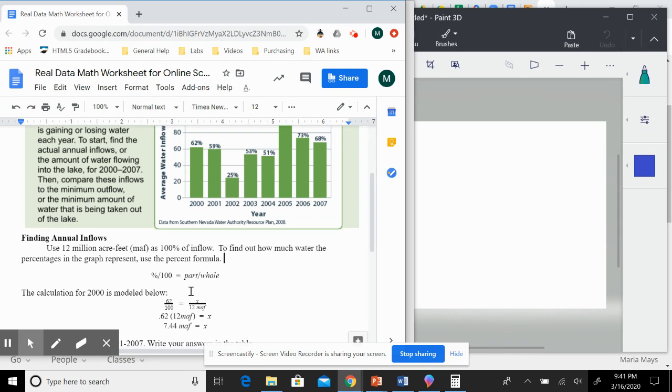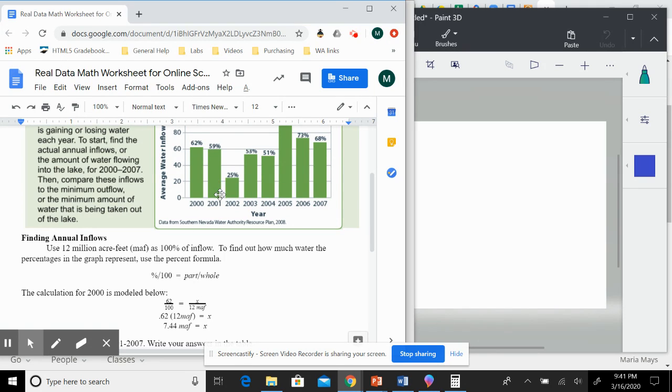So 62 over 100 equals X over 12 MAF. Then you do 0.62 times 12 MAF equals whatever your X is. So the water inflow for 2000 is 7.44. I'm going to go through the next one as well.